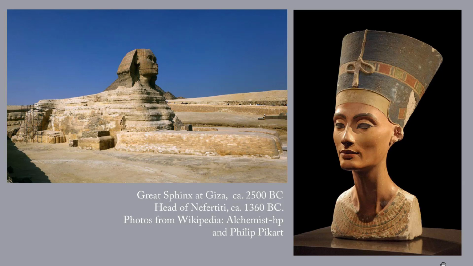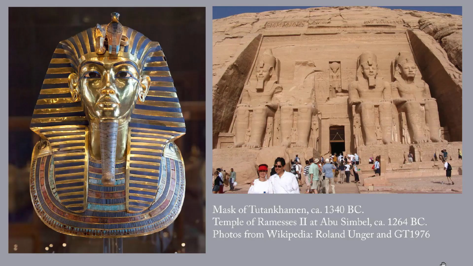We have the Great Sphinx at Giza from about 2500 BC. The next one is the head of Nefertiti, more than 1,000 years later. We have the Mask of King Tut, around 1340, soon after Nefertiti, and the Temple of Ramses II at Abu Simbel, circa 1264 BC. And what I want you to notice here is the colossal scale.